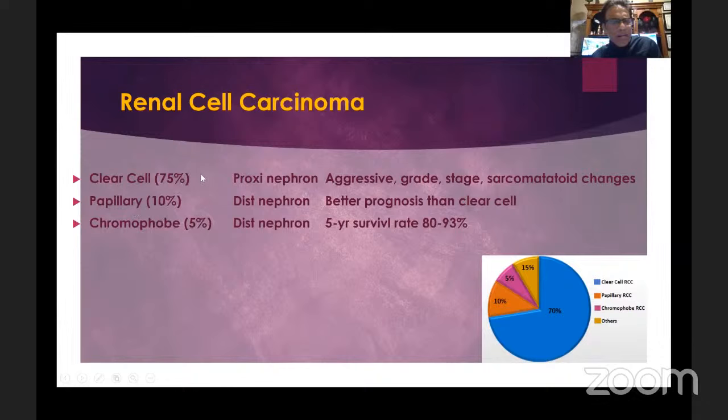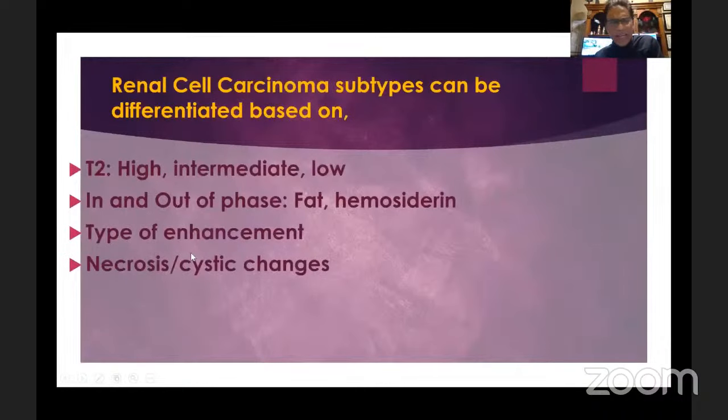The management could be different here. In papillary and chromophobe, you can do nephron sparing surgery, which will help in preserving renal function depending on the patient's age. So it's very important to make sure of the type of tumor, which you may be able to do with MR. There are 4 things that you can look at to characterize the different types of renal cell carcinomas. One is T2 signal, in and out of phase, type of enhancement, and whether there is necrosis or cystic changes within the lesion or not.